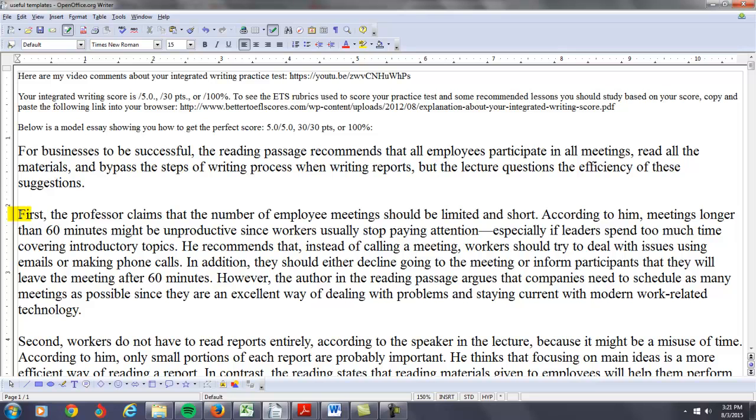First, the professor claims that the number of employee meetings should be limited and short. According to him, meetings longer than 60 minutes might be unproductive since workers usually stop paying attention, especially if leaders spend too much time covering introductory topics. He recommends that instead of calling a meeting, workers should try to deal with issues using emails or making phone calls. In addition, they should either decline going to the meeting or inform participants that they will leave the meeting after 60 minutes. However, the author in the reading passage argues that companies need to schedule as many meetings as possible since they are an excellent way of dealing with problems and staying current with modern work-related technology.